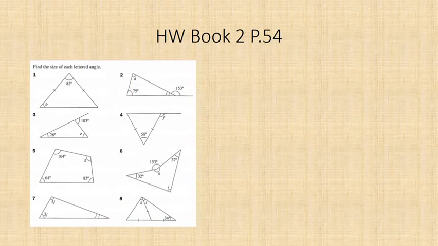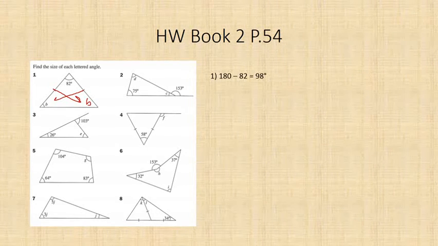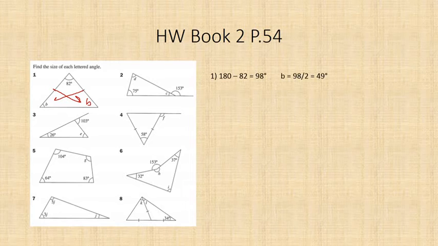Let's go for homework book 2, page 54. Here, for this question, it's the isosceles triangle as we talked about before. This angle is equal to this angle, so this angle is equal to B. So I have two B's and I have 82 degrees. So I will just subtract 180 minus 82. It's 98. And then I will divide it by 2 to get B. So it's equal to 49.